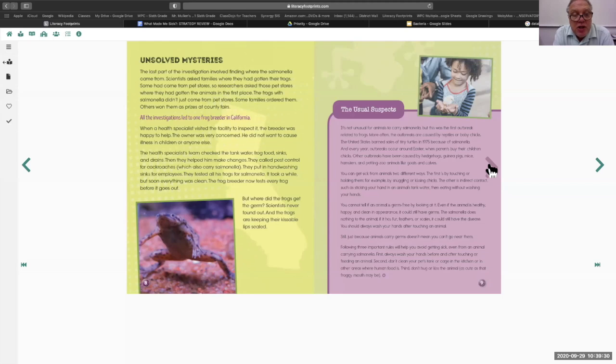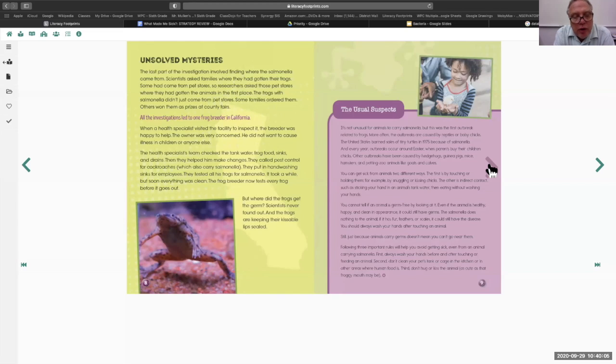All the investigations led to one frog breeder in California. When a health specialist visited the facility to inspect it, the breeder was happy to help. The owner was very concerned. He did not want to cause illness in children or anyone else. The health specialist teams checked the tank water, frog food, sinks, and drains. Then they helped him make changes. They called pest control for cockroaches, which also carry salmonella. They put in hand washing sinks for employees. They tested all his frogs for salmonella. It took a while, but soon everything was clean.